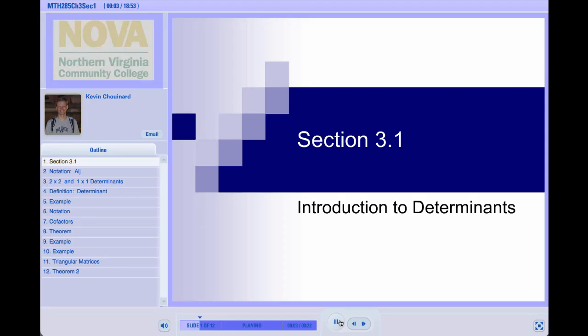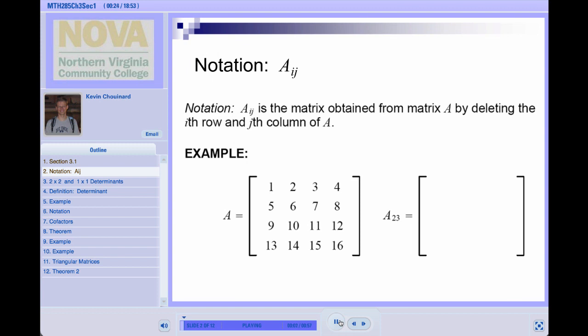Introduction to Determinants. In Chapter 3, we're going to look at a special number that gets assigned to a square matrix called a determinant. And we'll also look at some of the related applications, including later in the chapter, how to find the area of a parallelogram and how to find the volume of a parallelepiped. In order to calculate determinants, we're going to need a little bit of notation.